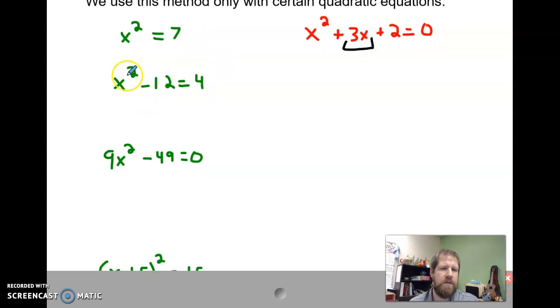Sometimes you'll have to simplify first. In this case, add 12 to both sides. I'd have x squared is equal to 16. And then that would give me x is equal to plus or minus the square root of 16, or 4.